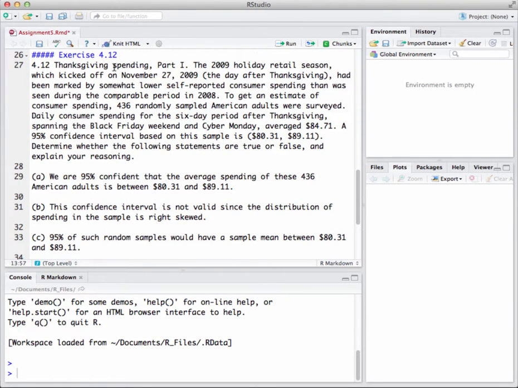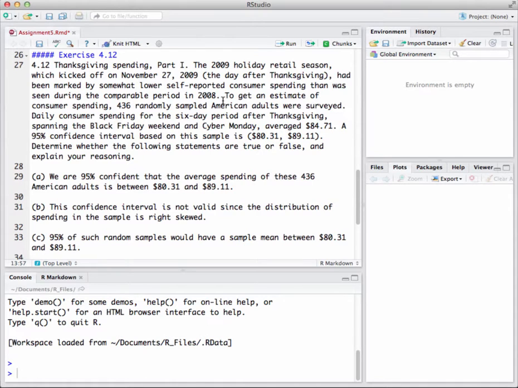So 4.12, Thanksgiving spending, part 1. The 2009 holiday retail season, which kicked off on November 27, 2009, the day after Thanksgiving, had been marked by somewhat lower self-reported consumer spending than was seen during a comparable period in 2008. To get an estimate of consumer spending, 436 randomly selected American adults were surveyed. Daily consumer spending for the 6-day period after Thanksgiving, spanning Black Friday weekend and Cyber Monday, averaged $84.71. A 95% confidence interval based on the sample is $80.31 to $89.11. Determine which of the following statements are true and false and explain your reasoning.